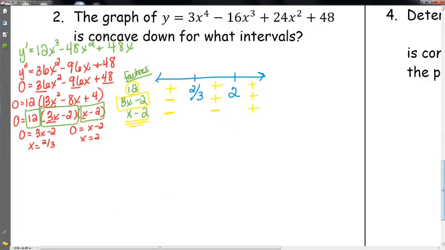A positive times a negative gives me a negative, and a positive times a positive gives me a positive. So that means if it's positive, it's concave up. If it's negative, it's concave down. If it's positive, it's concave up. And so they want to know for what interval or intervals is my function concave down. Well, that's going to be concave down from 2/3 to 2.